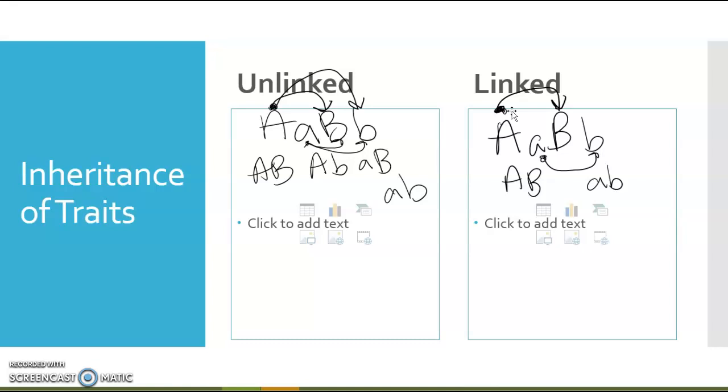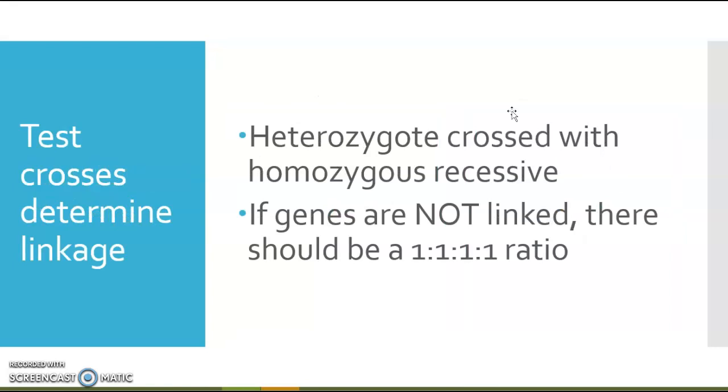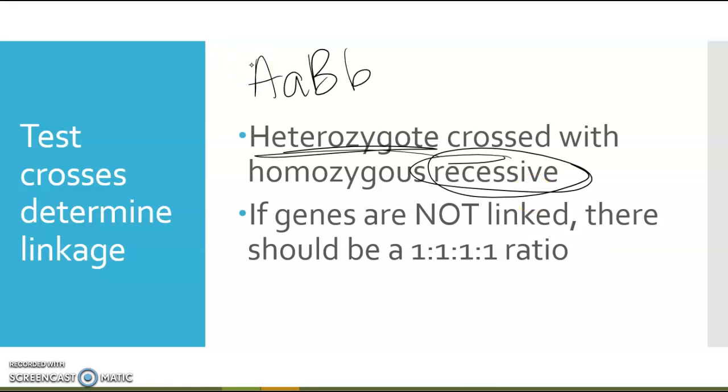So let's take a look at how we determine if something is linked or unlinked. If you look at a test cross, a test cross is what helps you determine linkage. By definition, a test cross is taking a heterozygous individual and crossing it with a homozygous recessive individual. That is always going to be the definition of a test cross.